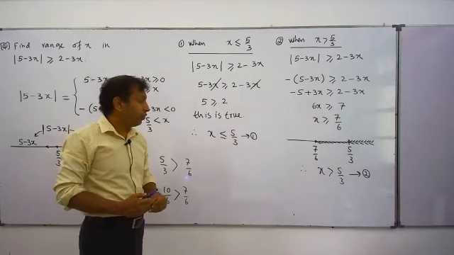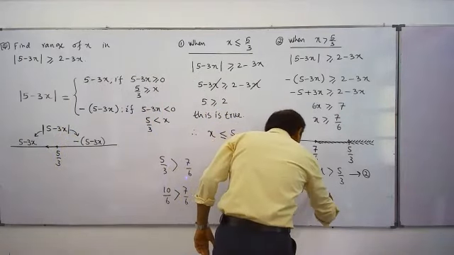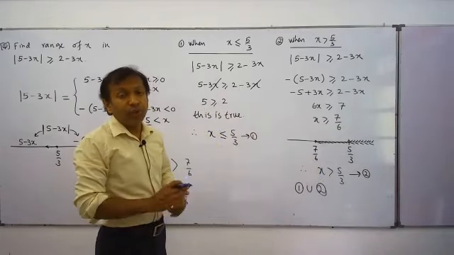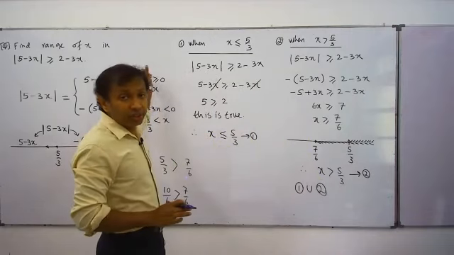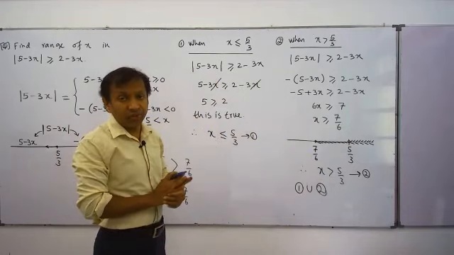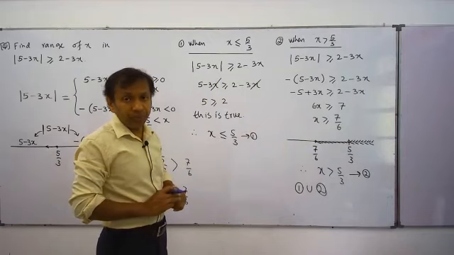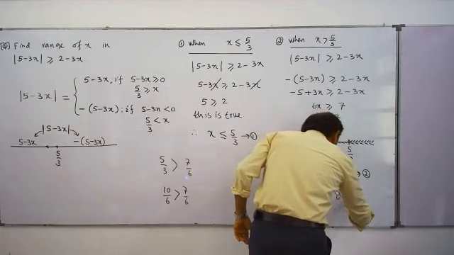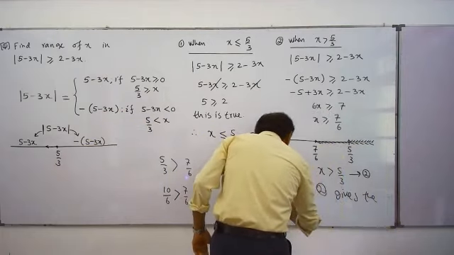Then since we take the final answer by 1 union 2, 1 union 2 will give the final answer. 1 union 2 will give, people, all real numbers. So therefore, this inequality becomes true for any real number. Whatever x value we substitute on the left and right, that inequality becomes true. Okay, like 1 union 2 gives all real numbers.